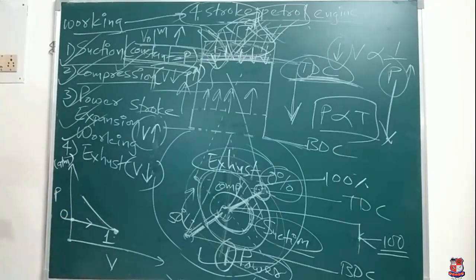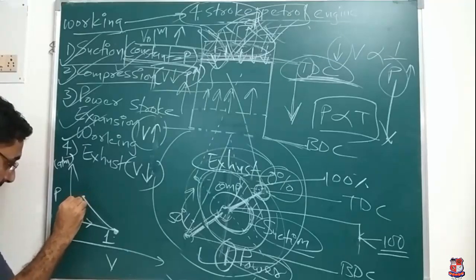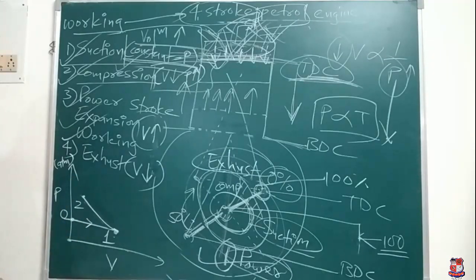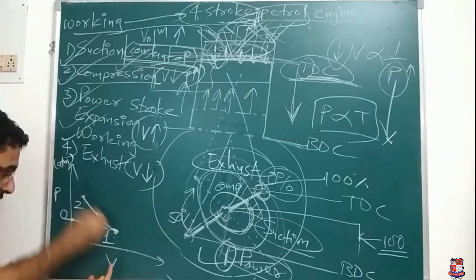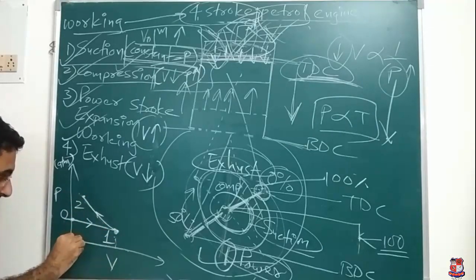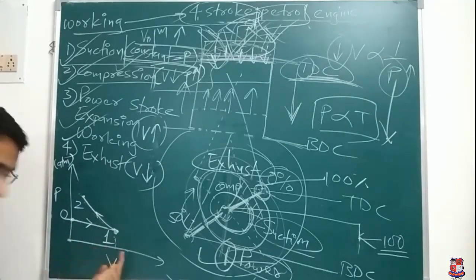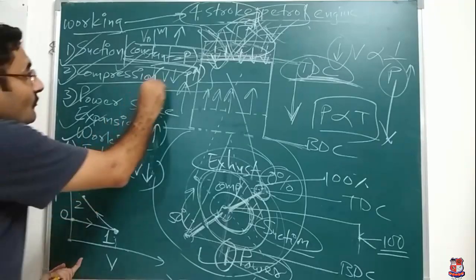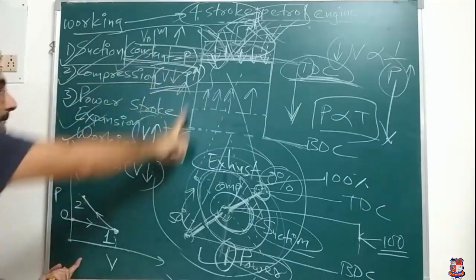This type of curve is not a straight line, it is a curved line. Over here that is your point number 2. Now in 1 to 2, what's happened actually? If I say volume is decreasing, over here V1 volume, over here V2 volume. Volume is decreasing and pressure is increasing.